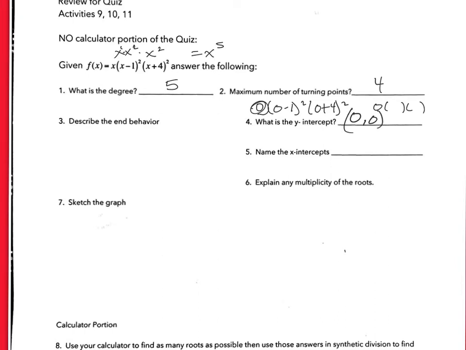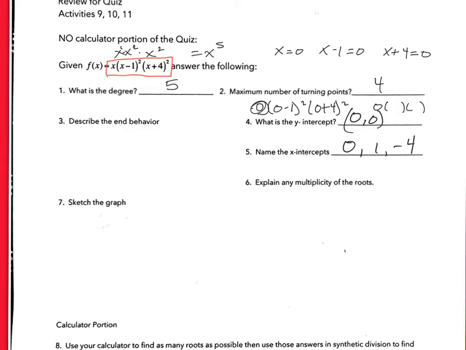The x-intercepts are pretty easy to find. You have the factored form. So you set each factor equal to 0: x equals 0, x minus 1 equals 0, and x plus 4 equals 0. So our x-intercepts are 0, 1, and negative 4.